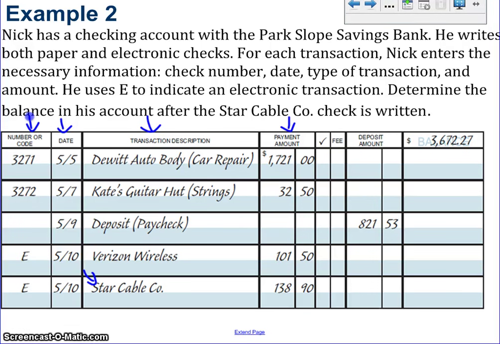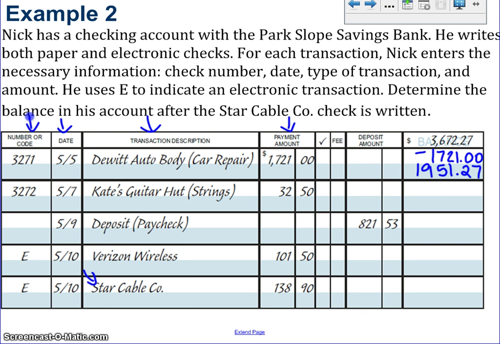So Star Cable Company is down here. So all we're going to do is go ahead and finish out what happens here. So it says that he wrote a check for $1,721. So over in this white area, we're going to subtract $1,721. And when we do that, we get $1,951.27. So now we've got that taken care of.